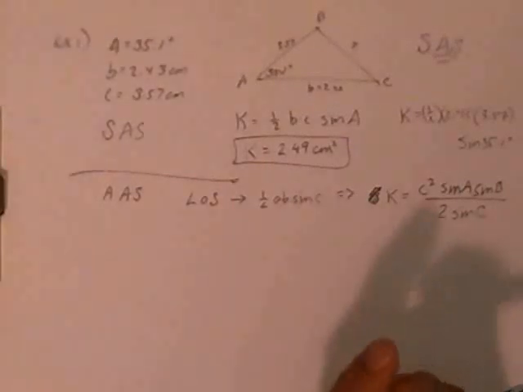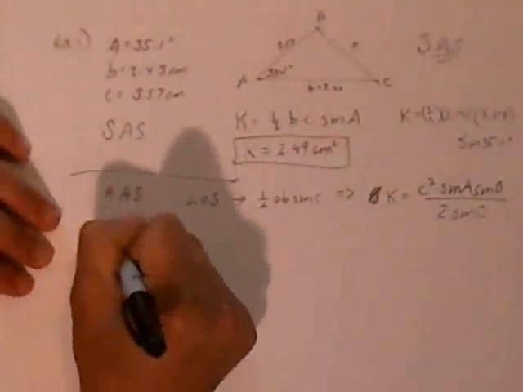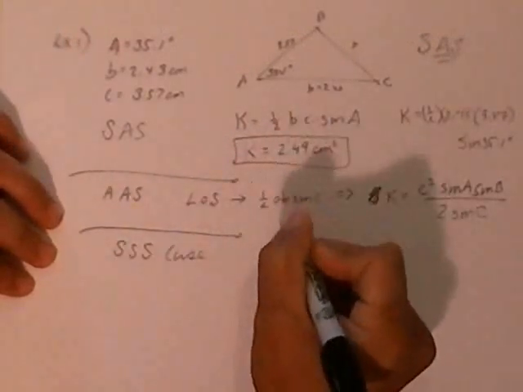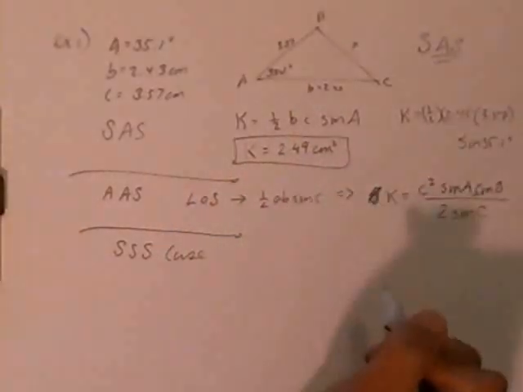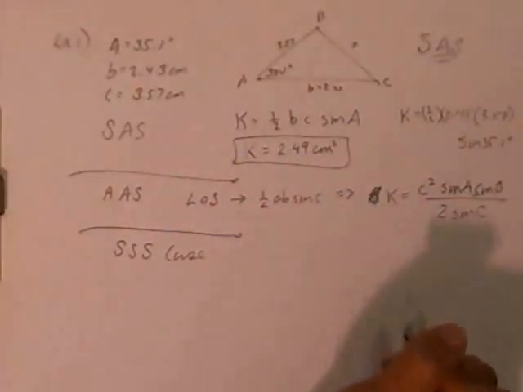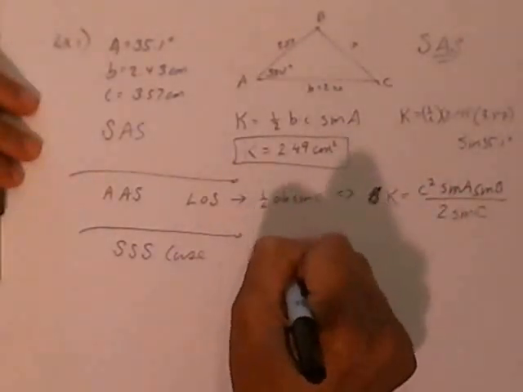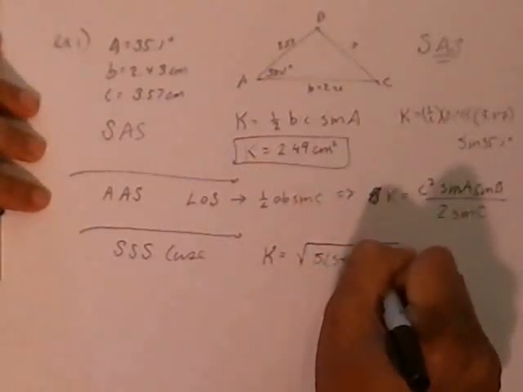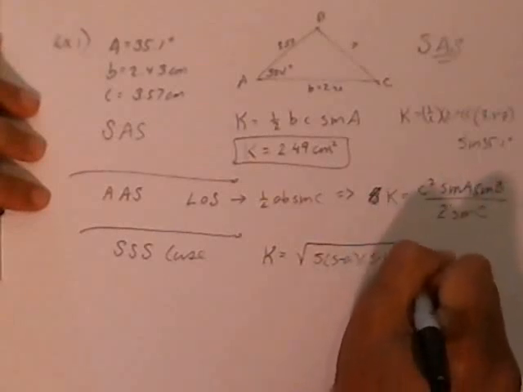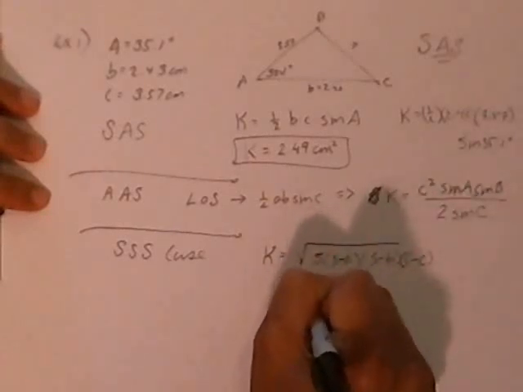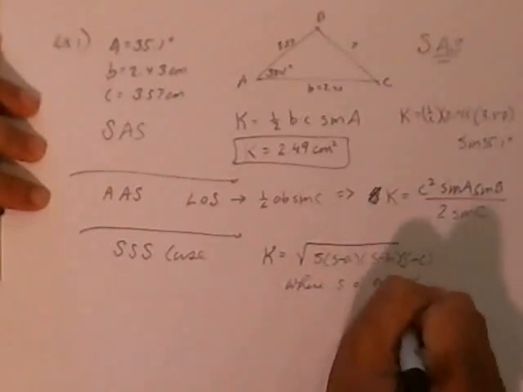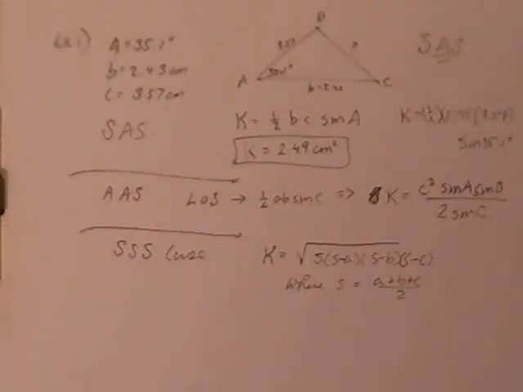Let's get to the three sides situation, the SSS case. It's called Heron's formula. Some books actually call it Hero's formula. I have no idea why. I've actually seen one book call it Hero's formula. But here's Heron's formula. K is equal to the square root of s times (s minus a) times (s minus b) times (s minus c), where s is equal to (a plus b plus c) divided by 2. It's a really complicated formula, as you can see right over here.